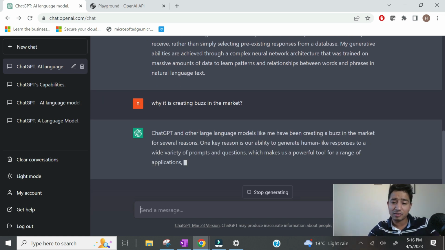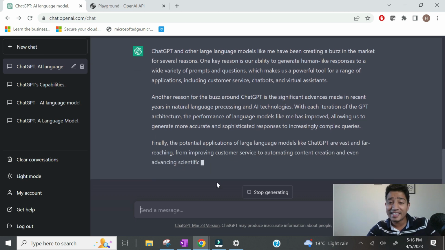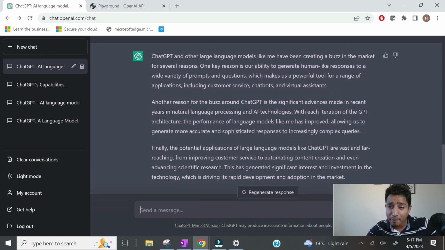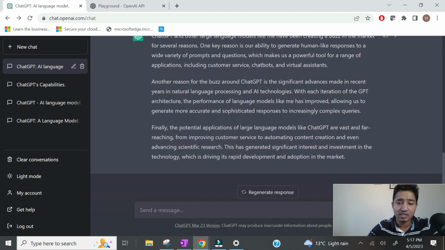ChatGPT and other language models have been creating buzz in the market for several reasons. One key reason is their ability to generate human-like responses. Another reason for the buzz around ChatGPT is significant advances in recent years in natural language processing, and finally, the potential application of large language models like ChatGPT is vast.